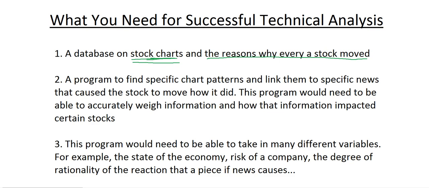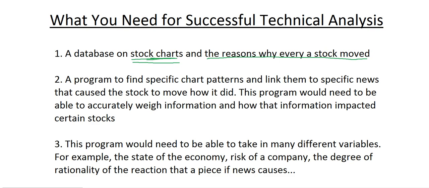So if you're going to have a program like this, you would need to make sure that the program had a lot of different variables, and one of those variables would need to account for the irrationality of people. So if a specific piece of news happens, let's say that the CEO of a company dies, we would need to look at the past and see what happened when CEOs of a company died. Let's say that 70% of the time, whenever a CEO of a company dies that is similar to the company that we're looking at, people overreacted and oversold the stocks.